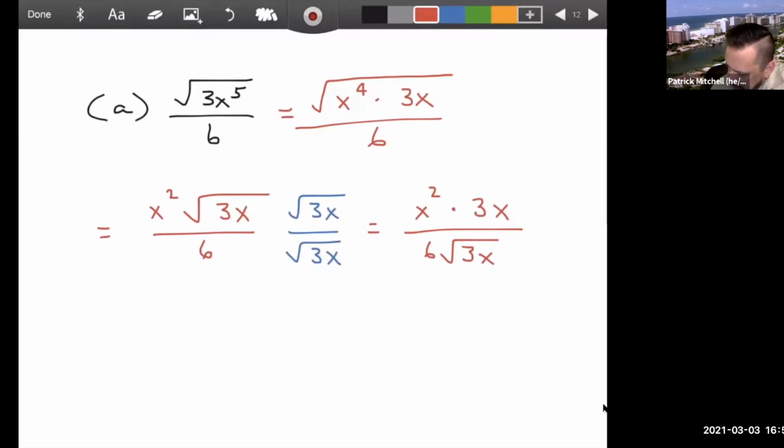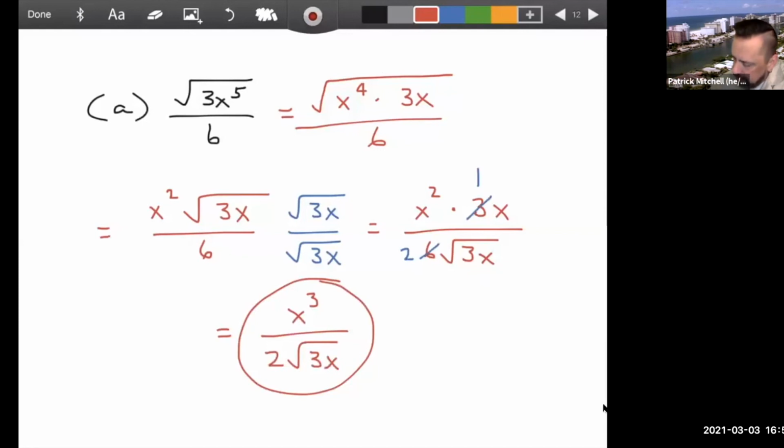Okay, and while I'm here, I notice the 3 and the 6. Let's divide that by 3, divide that by 3. So we're going to end up with x squared times x, which is x cubed, over 2 times the square root of 3x.